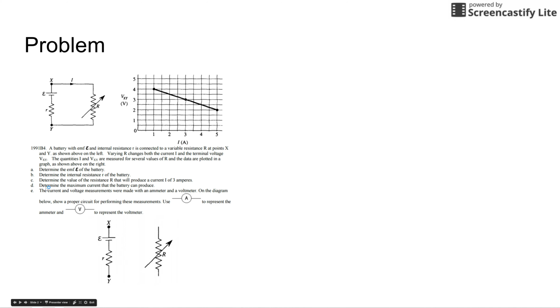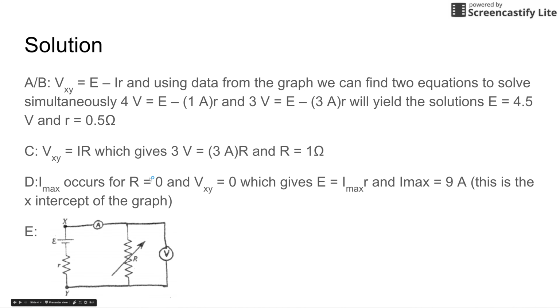For D, we are going to determine the maximum current that the battery can produce. And in order to do that, we will do I max occurs for R equals 0 and V of XY equals 0, which gives E equals I max times r, and I max equals 9 amps because this is the x-intercept for the graph.